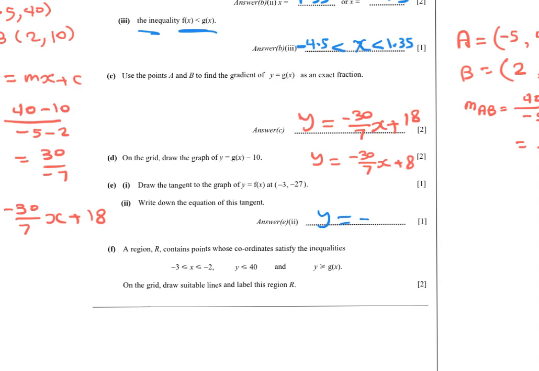The last one, a region R contains points whose coordinates satisfy these inequalities: x more than or equal to negative 3 and less than or equal to negative 2, y less than 40, and y more than g(x). On the grid, draw suitable lines and label this region R.